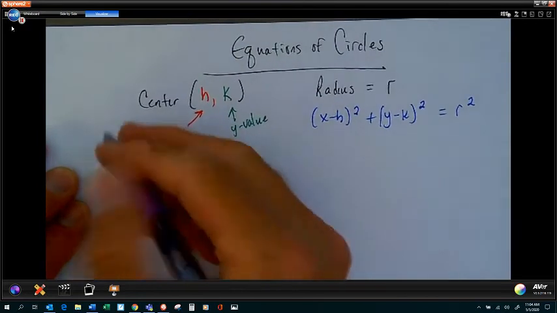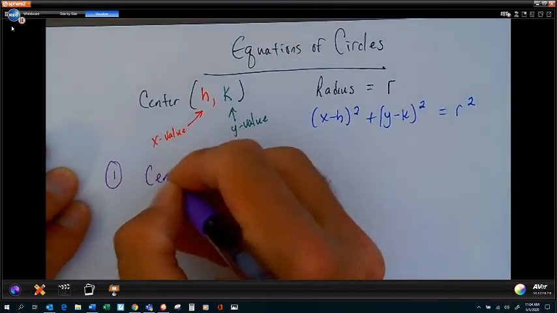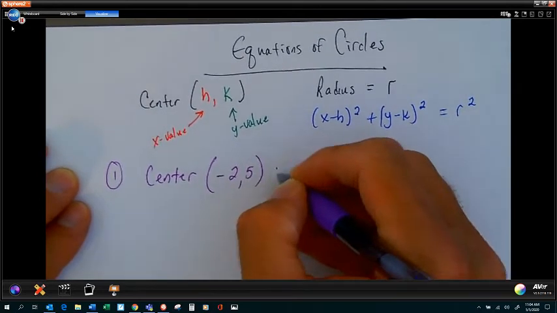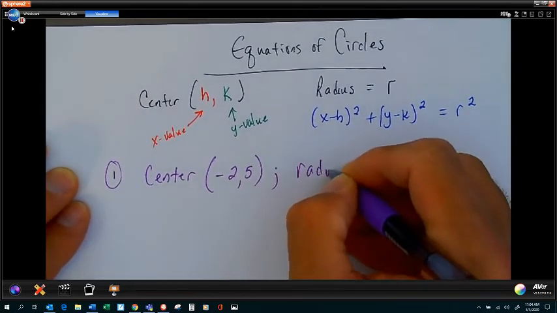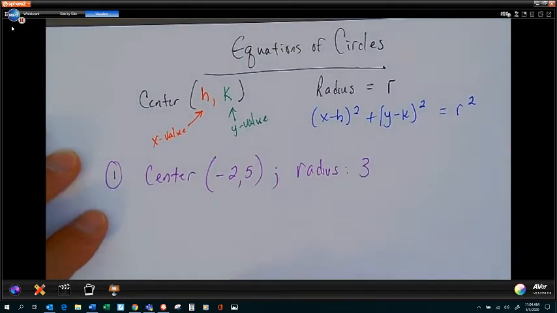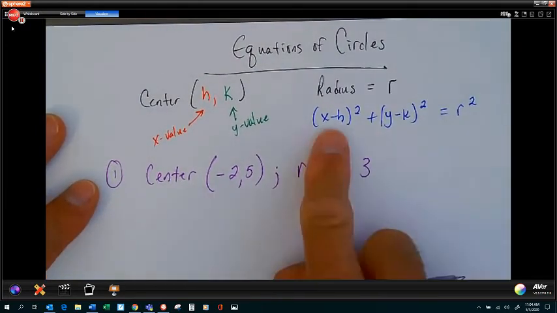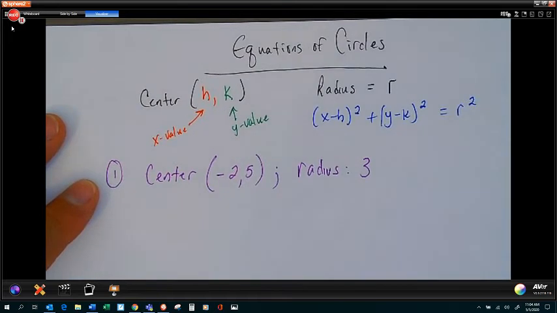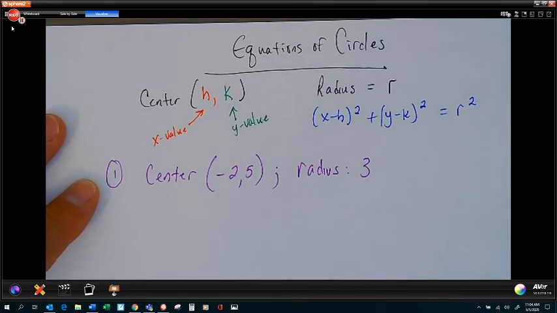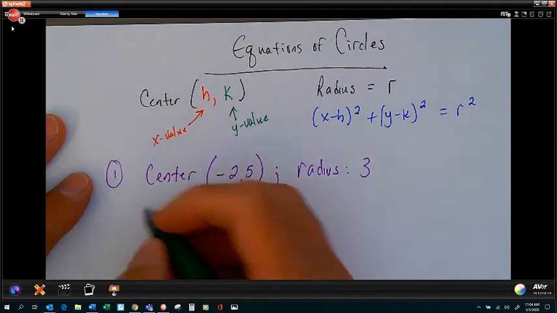So let's start with our first example here. We're going to write the equation of a circle with our center at (-2, 5) and our radius of 3 units. So all we're going to do is substitute this into the equation. With purple, I'm going to be doing the substituting in, so we can contrast here.